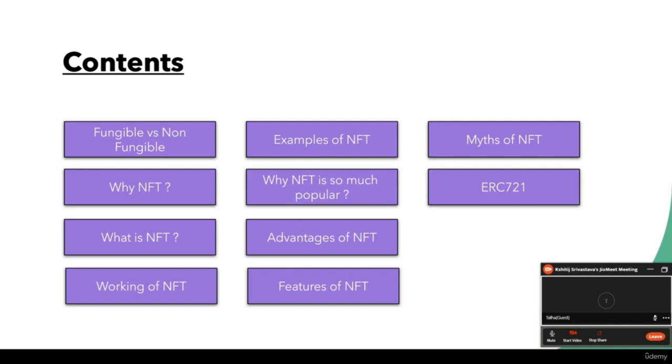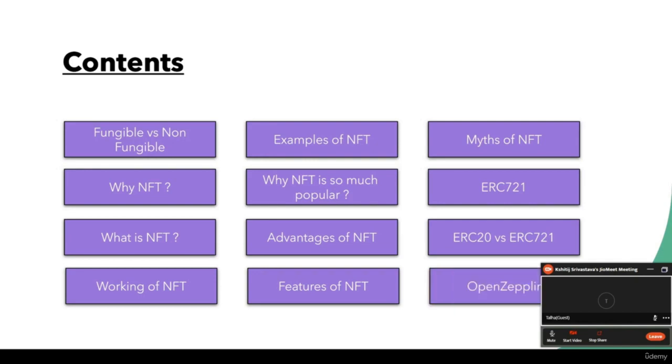After this, we will discuss on which our NFT is based, that is ERC721, and then what is the difference between a normal token and an NFT. Here I will take ERC20 for this purpose, and we will compare the difference between ERC20 and ERC721. And in the end, we will talk about Openzeppelin. Openzeppelin is kind of a library that we use, so at the end we will talk about that also.